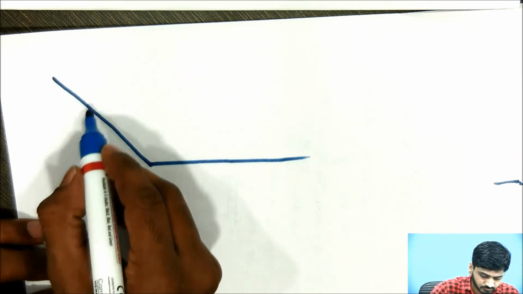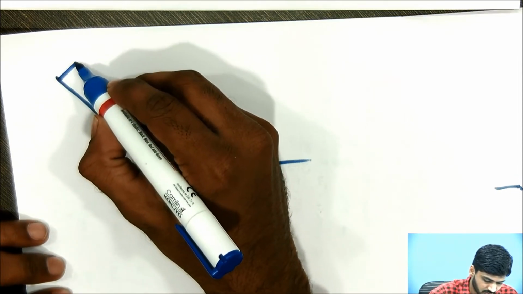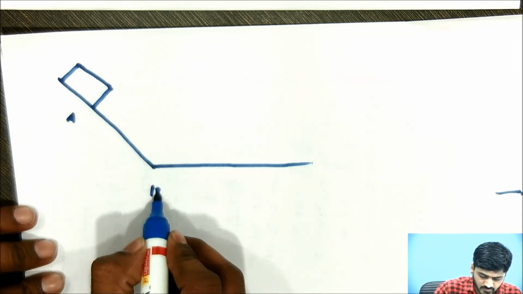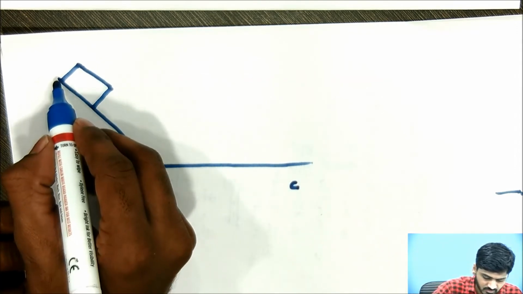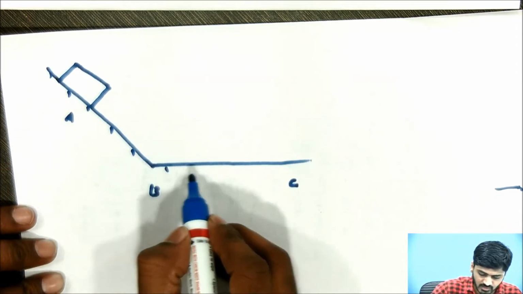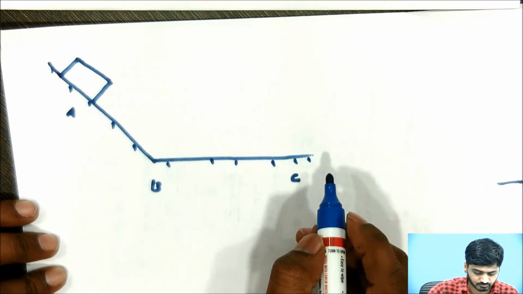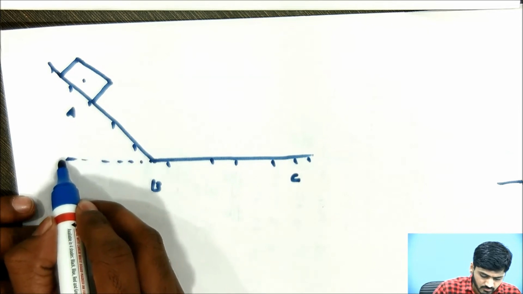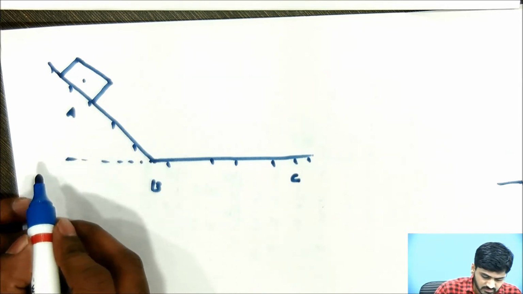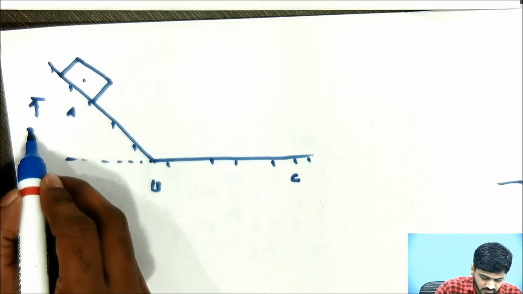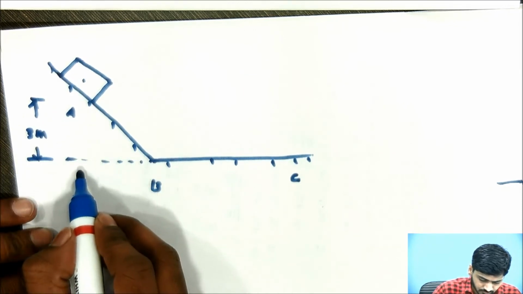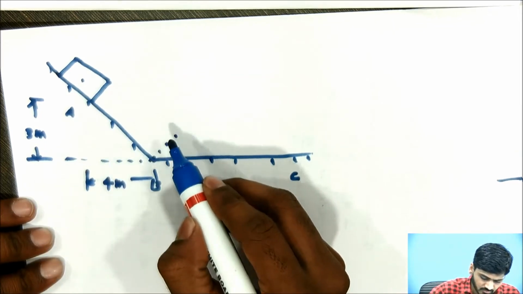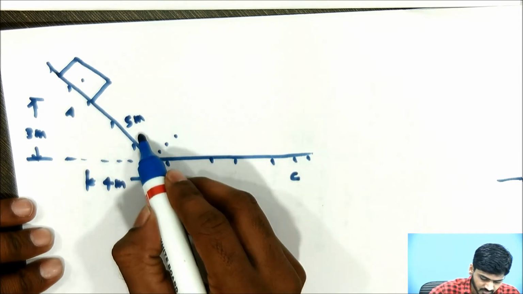So here the block is present. This is the toe A, this is B, and one more point C is present. You may consider it like this. Further, you may consider this is near about 3 meter, this is 4 meter, so the remaining you may consider directly it's 5 meter.